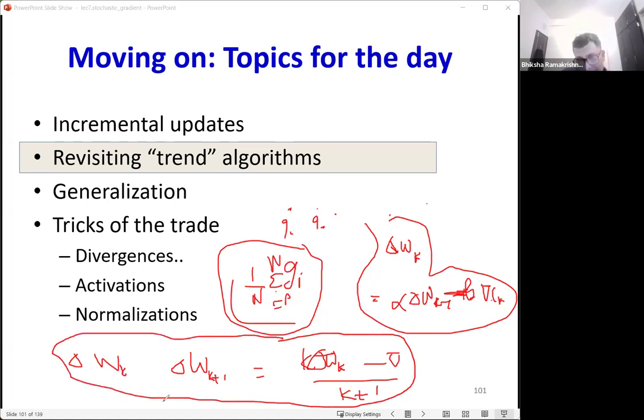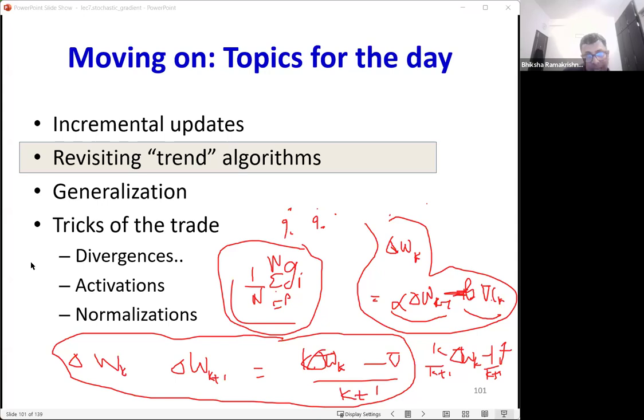Is this one making sense? What does this look like? It's basically K over K plus 1 times delta WK, minus 1 over K plus 1 times the latest gradient, right? Or more generally, some alpha times delta WK minus 1, minus beta times the latest gradient.